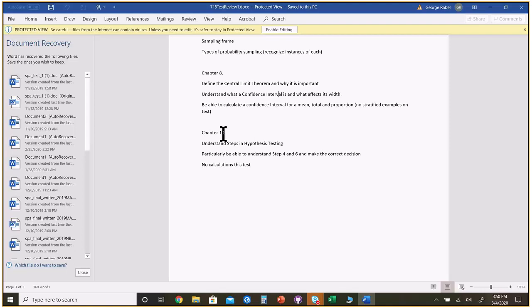But you do need to be able to make a correct decision. So, in other words, if I give you a hypothesis test, and you go through the steps, you don't have to actually do any calculations for this. But if I give you a p-value, you need to know what that p-value means for accepting or rejecting the null hypothesis. And you need to be able to state the null hypothesis and the alternative hypothesis. Okay? So you don't need to calculate anything. There's no calculations on this test.